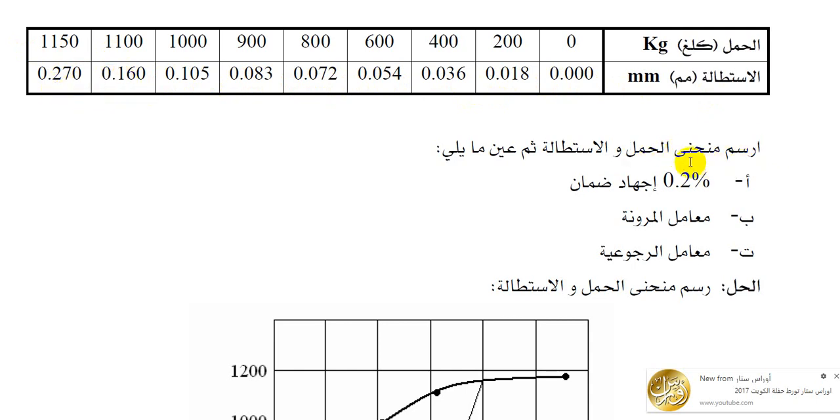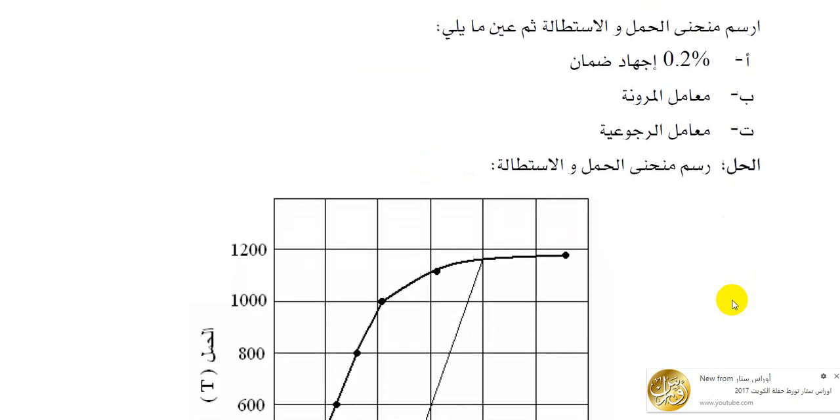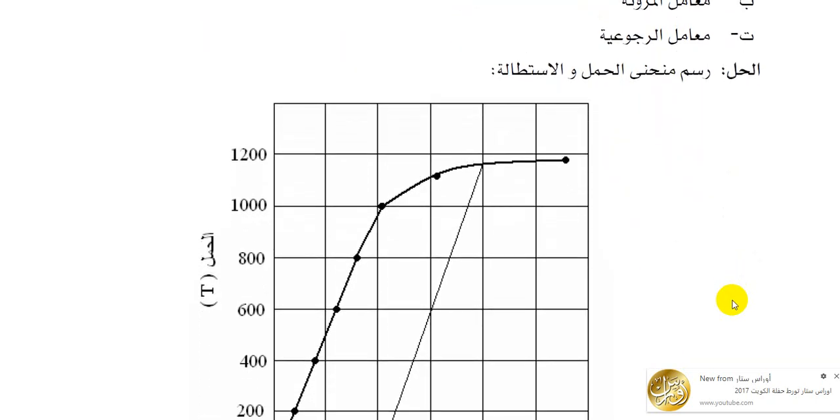Draw or plot the curve for the load and elongation, then determine the following: the 0.2% proof stress, the modulus of elasticity and the modulus of resilience. The solution will be formalized as follows.